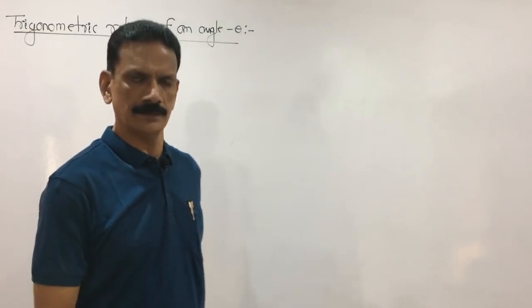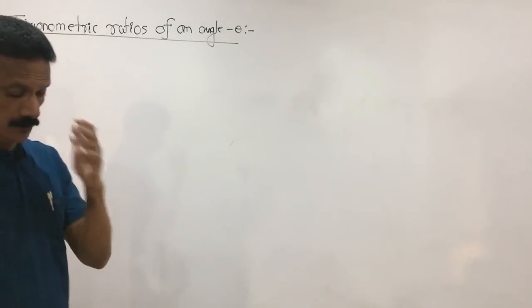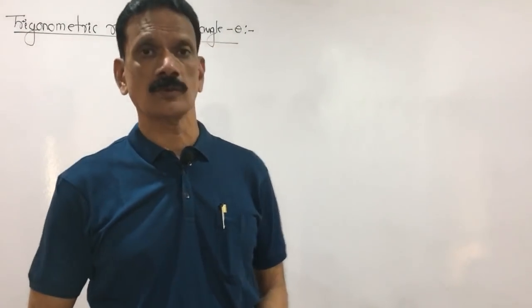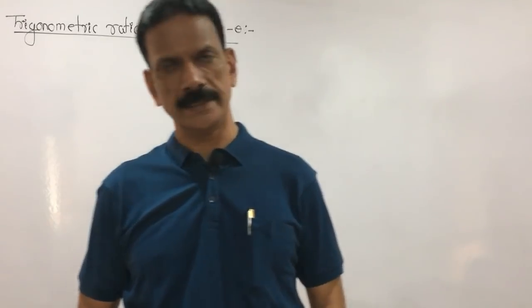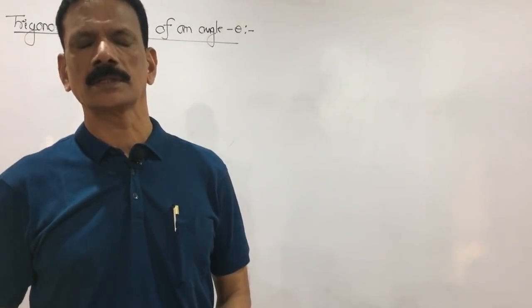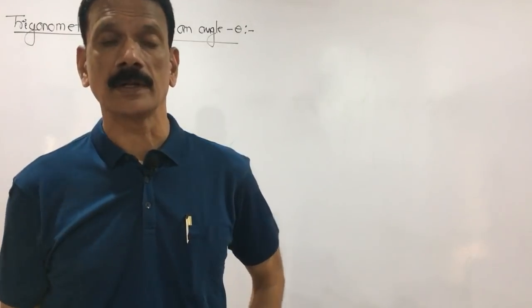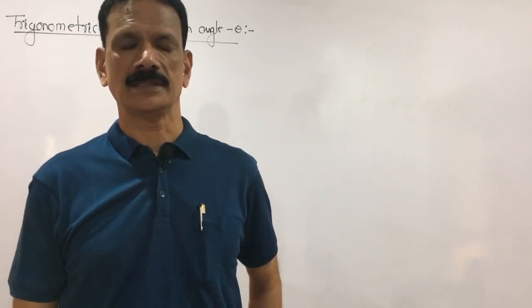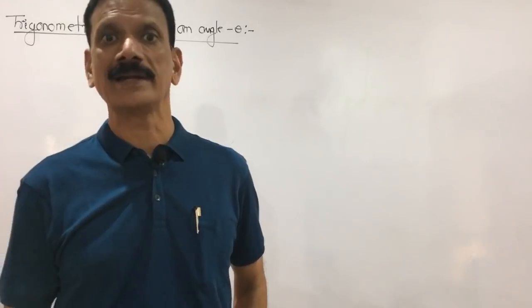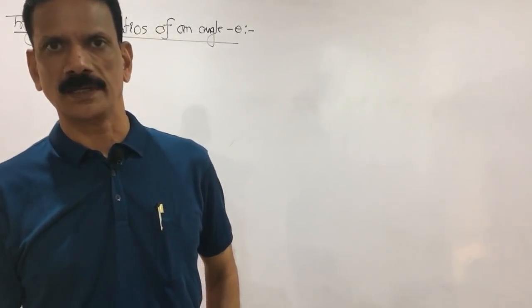Let us study trigonometric ratios of negative angle, which is minus theta, where theta is positive. You have trigonometric ratios of positive angle, already we have studied: sin theta, cos theta, tan theta, cot theta, sec theta and cosec theta. Now, we are going to study trigonometric ratios of negative angle, meaning sin of minus theta, cos of minus theta, tan of minus theta, cot of minus theta, sec of minus theta and cosec of minus theta.